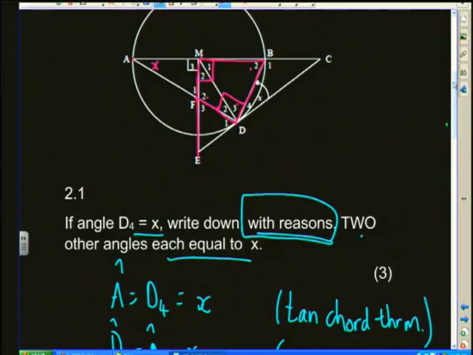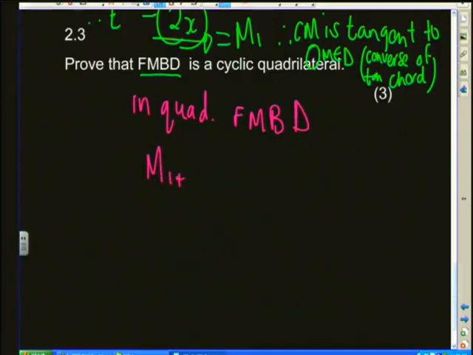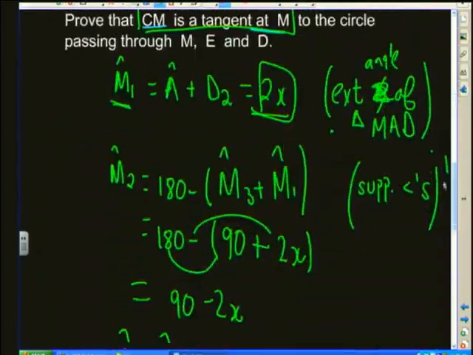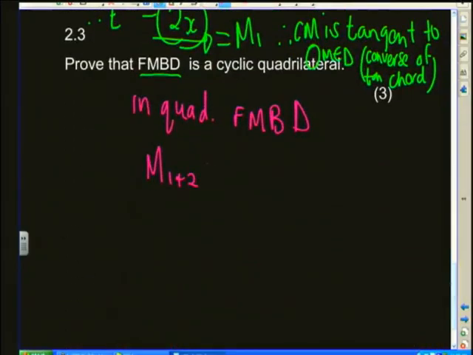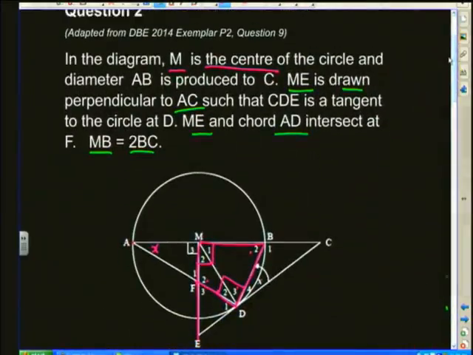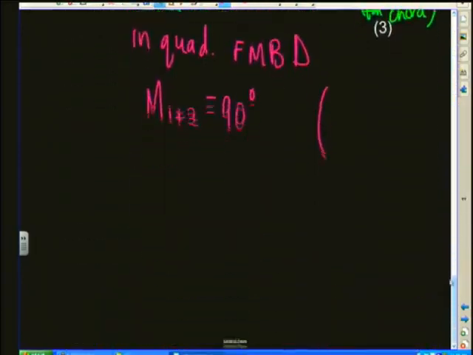So, how do we set it up? I'm going to say in quadrilateral FMBD, angle M1 plus M2. Let's have a look, that was in fact M1 and M2, and D2 and D3. So angle M1 plus M2 is equal to 90 degrees. Your reason there, you can state what was originally given to you in the question. They told you that ME is perpendicular to AC. So ME is perpendicular to AC, that will be our reason there.